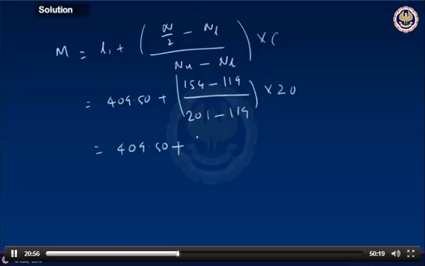after simplification, this value is 8.5054, and 418.04 is the median in the case of grouped frequency distribution data.